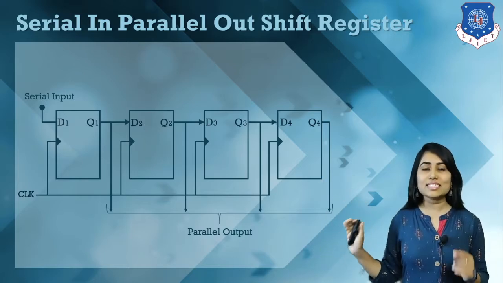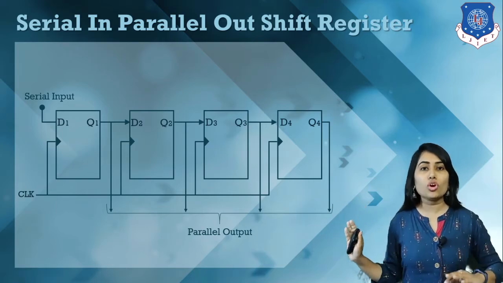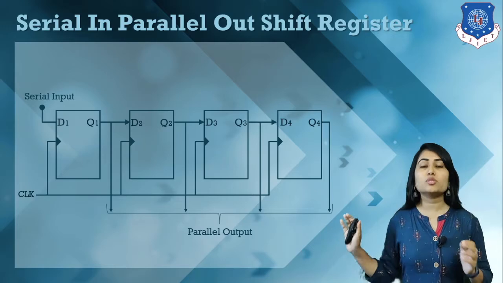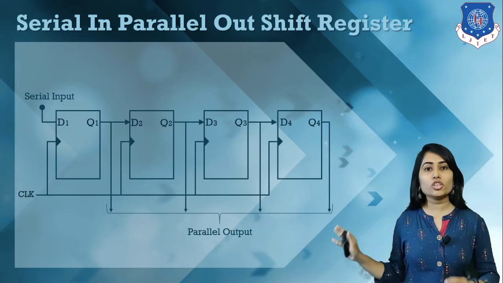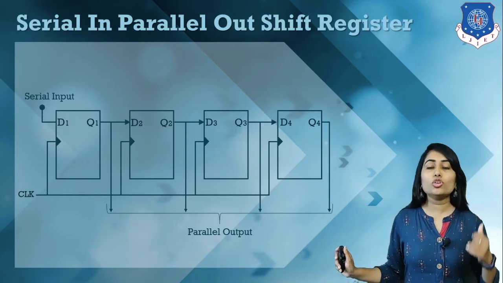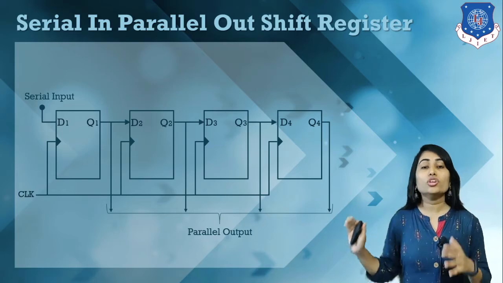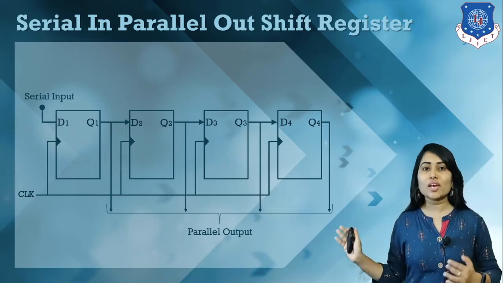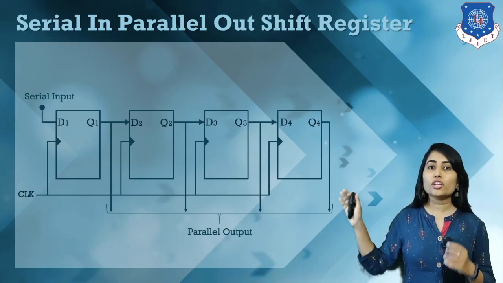In serial in, serial out we have just connections between stages, and at the intermediate stages we have no idea about the bits. But in parallel out we have connections like this, so the Q1, Q2, Q3, Q4 bits are present at the output side. In serial in, serial out we have output only at Q4, but here in parallel out we have bits at Q1, Q2, Q3, Q4. That's why this is known as parallel out.